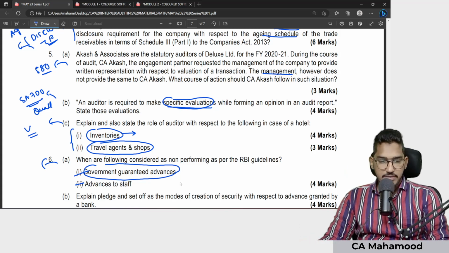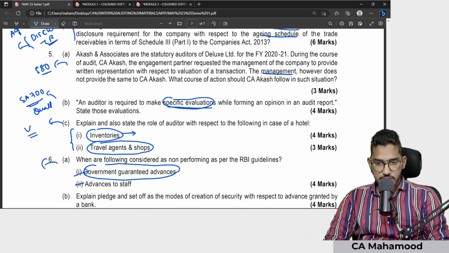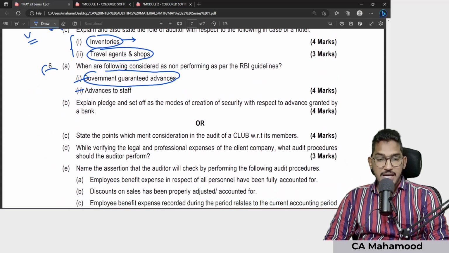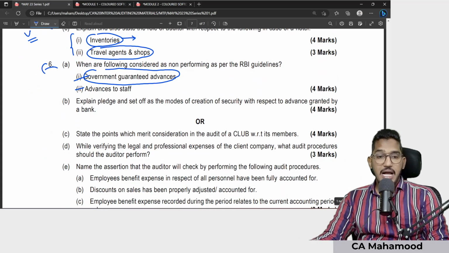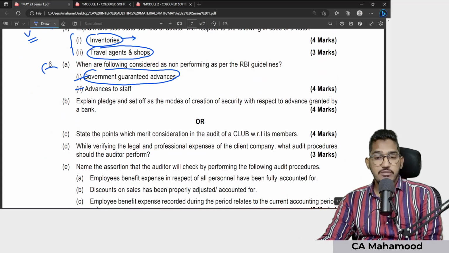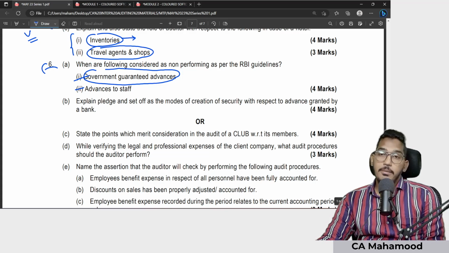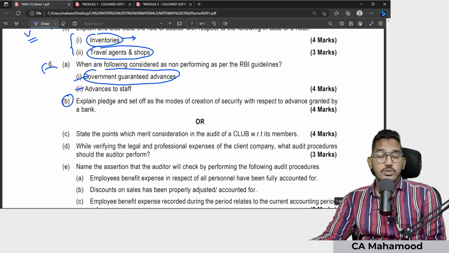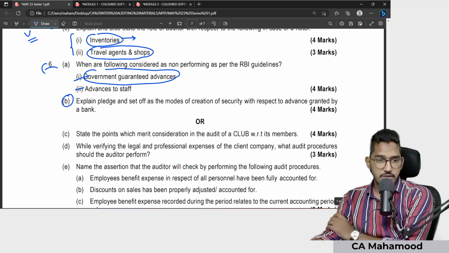Next one. Let us have a look at the next question. The next question is also regarding audit of banks only. Explain pledge and set off as modes of creation of security with respect to advances granted by a bank. So there, as we know, there are different modes of creation of security.